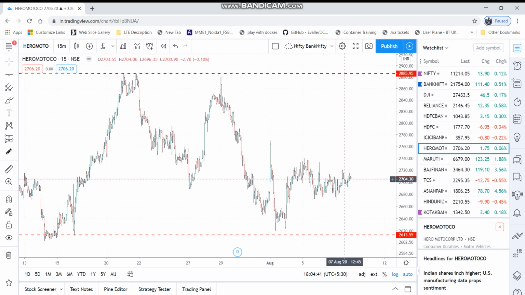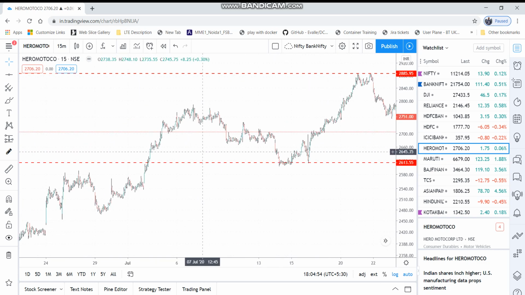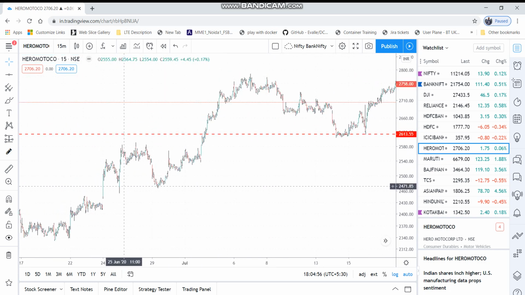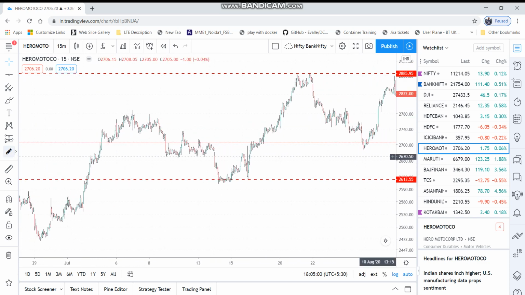Now some price action is happening. The price went 2622, 2627, to 20 already in a couple of days only. So we have already seen a 100 rupees price movement. Likewise, you can mark other levels as well. So let's try to find some other entries.